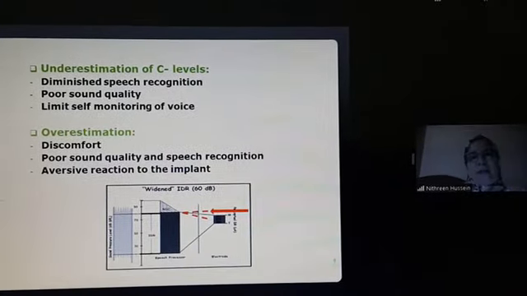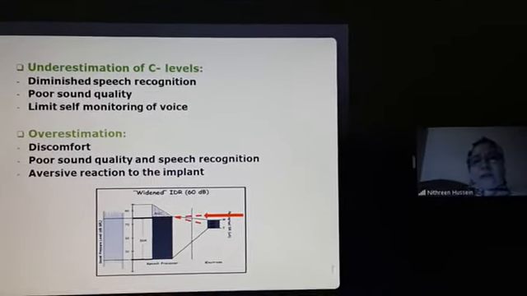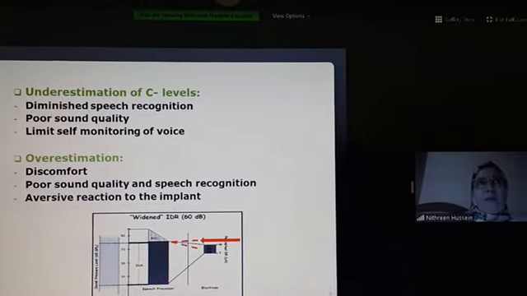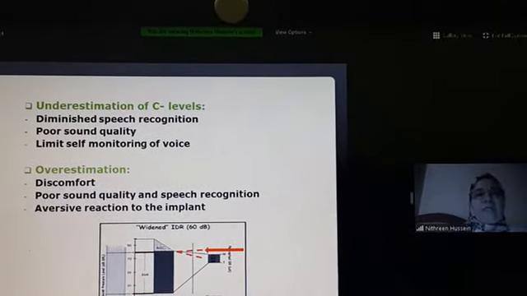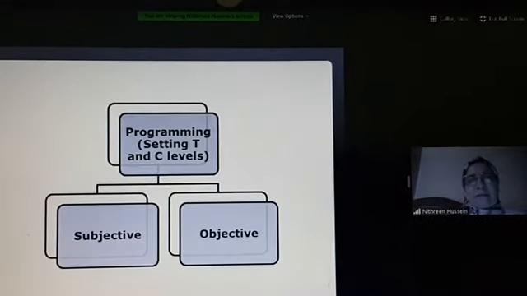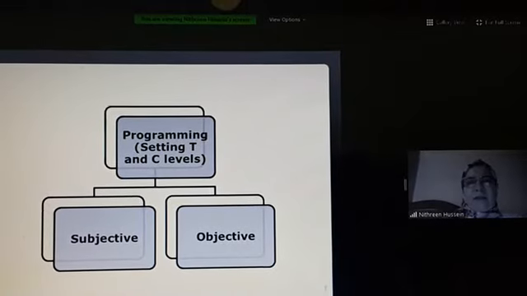And I have many patients that the C levels were adjusted at a higher level and they refused using their device, and I spent maybe more than 1 month to adapt them again to use their devices after reducing the C level. So how can we measure the T and the C level of the patient?